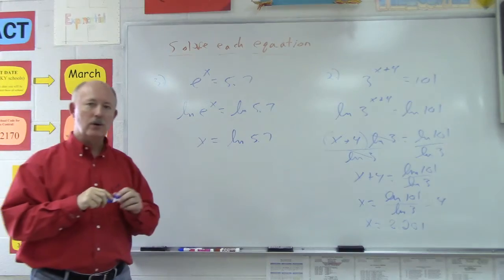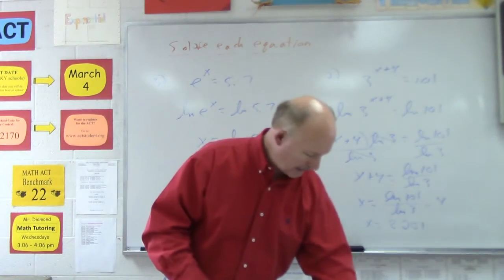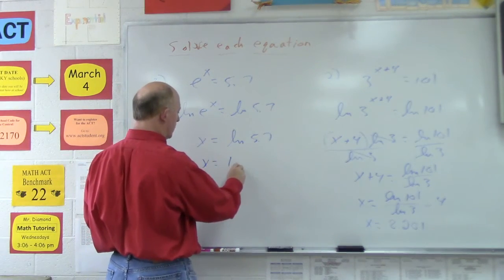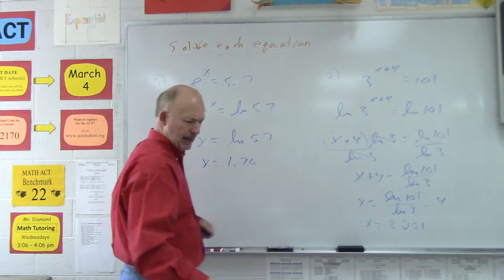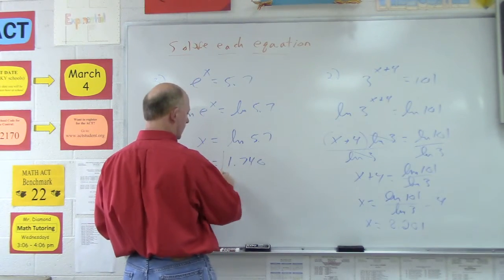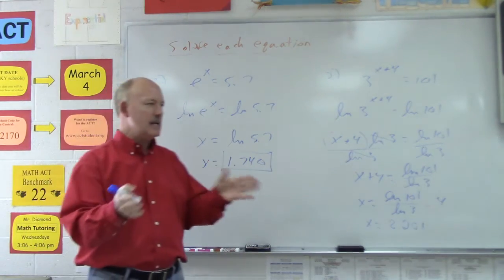Now this is the part where you're going to grab your graphing calculator, go ahead and punch up natural log 5.7, and I got 1.704. So x is approximately 1.740. Okay, just a couple of e equations.